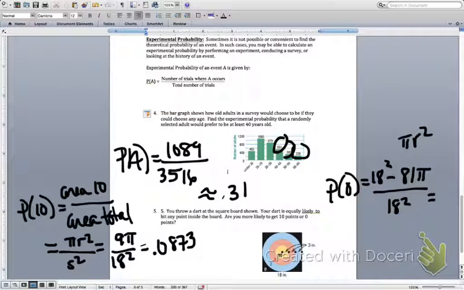So when we do all that math, remembering to do the numerator first, we get about 0.215, or 21.5%. You are more likely to get 0 points by hitting one of those corners than you are to get the 10 points in the center.